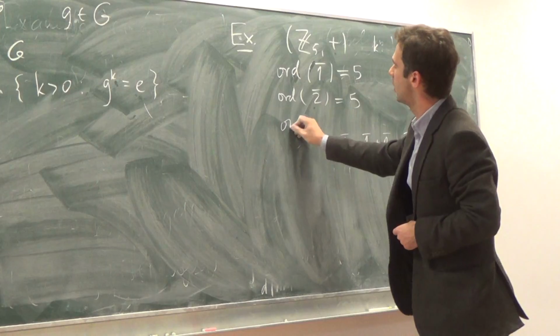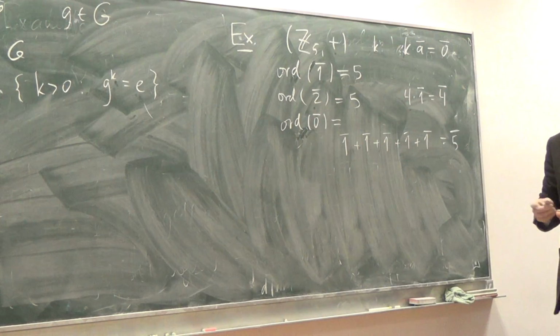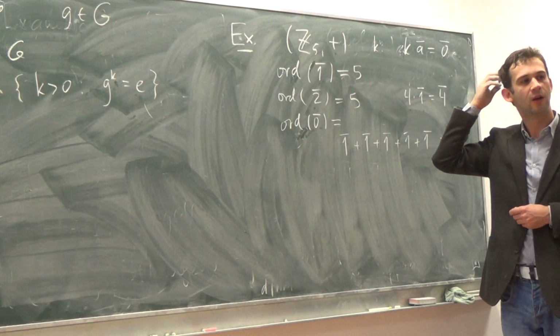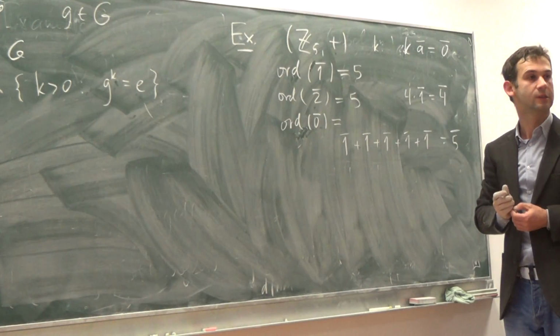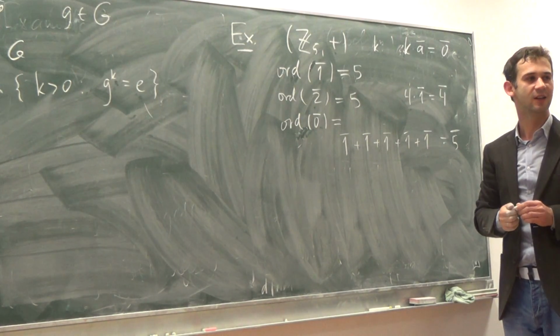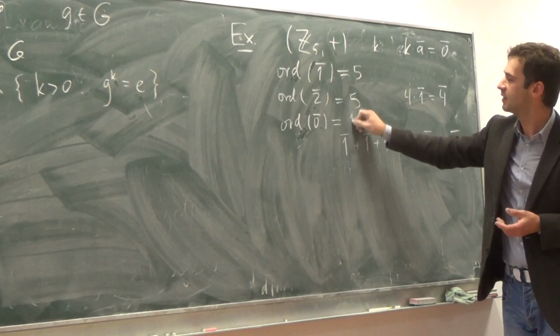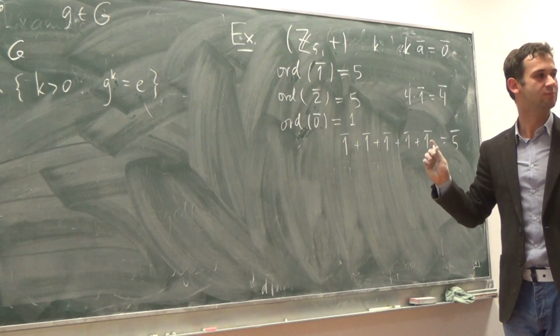And maybe also let's think what's the order of 0. It's a little bit funny. I want to get 0 as a multiple of 0. What's the smallest k I should look at? 1 is the right thing. I just need to take one of them and it's ready.